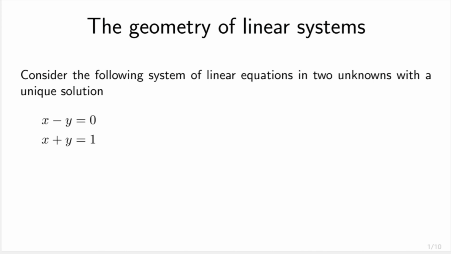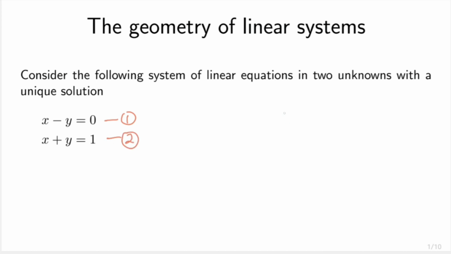Today we look at the geometry of linear systems. And the question is, we have to consider the following system of linear equations in two unknowns with a unique solution. So here we've already been told that it has a unique solution, but what we want to look at is what happens when we plot these two equations. Let's call this equation 1 and call this one equation 2.